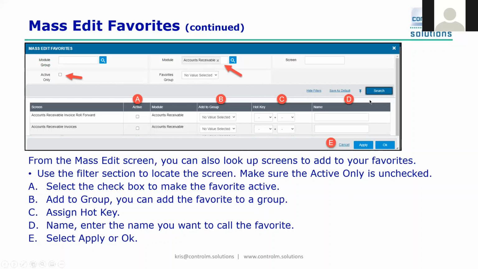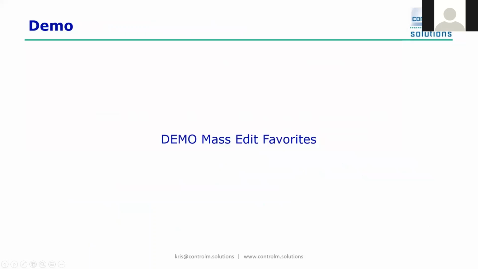You would hit search, and then you would see the list of accounts receivable screens that you can make a favorite. From there, you would select the active. You could assign it to a group. You can make it a hotkey. And then once you do select that, it will default its name in. And then once you've made all your changes, you can hit apply, just save it and keep the screen open, or you hit OK, it saves and closes the screen. So let's walk through how to do that.